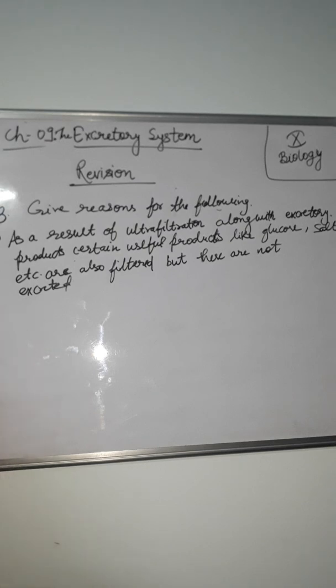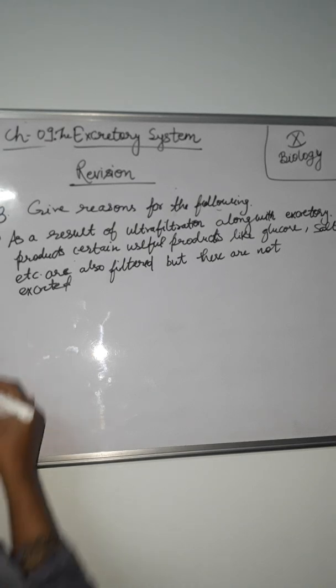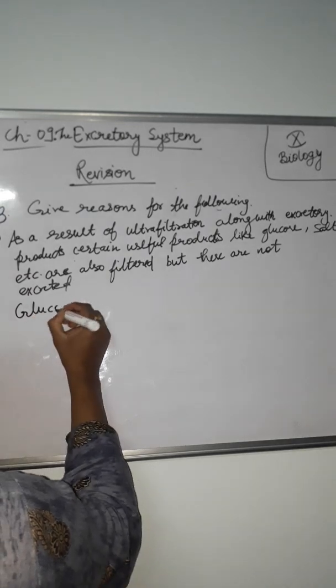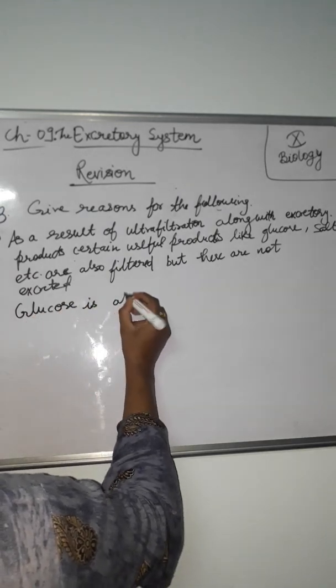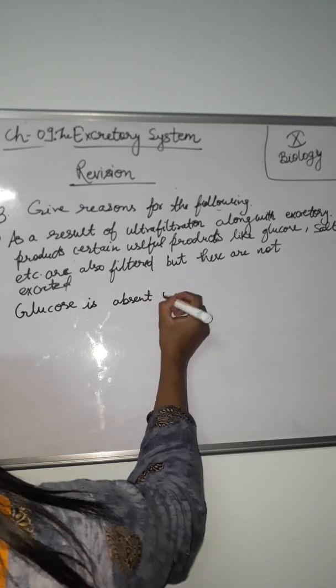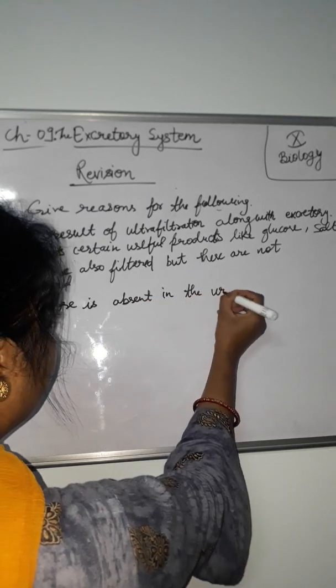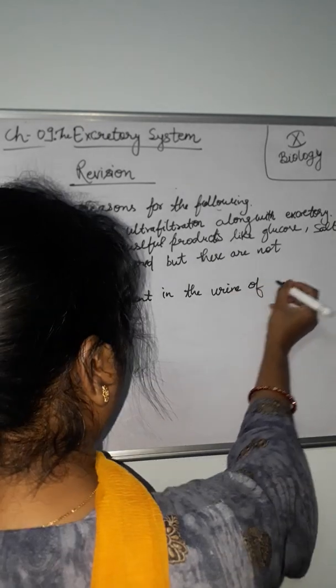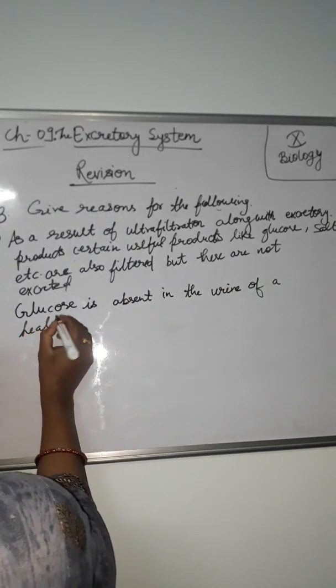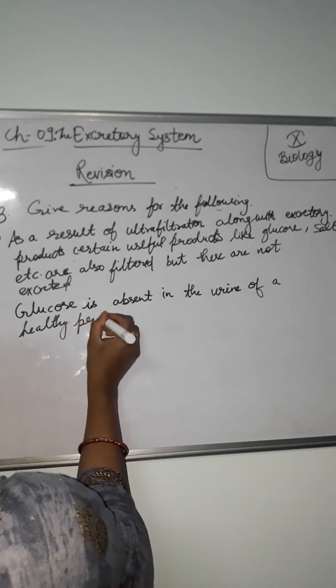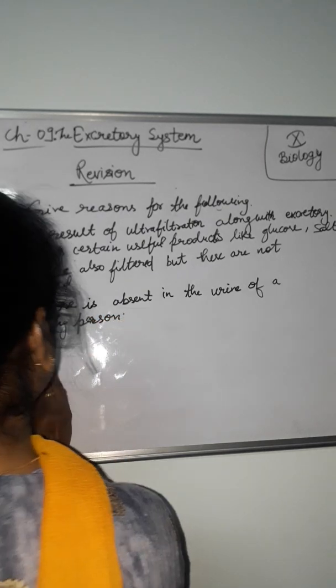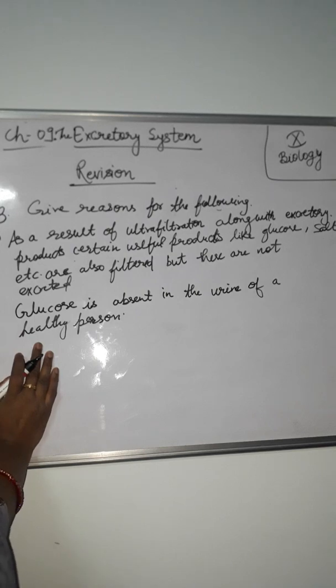Now second one, glucose is absent in urine of healthy person. Okay, glucose is absent in the urine of healthy person because glucose is reabsorbed into the bloodstream in the proximal part of the nephron. So a normal healthy person's urine is devoid of glucose.